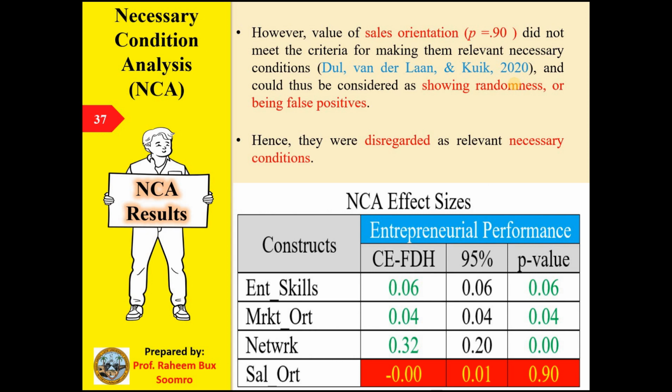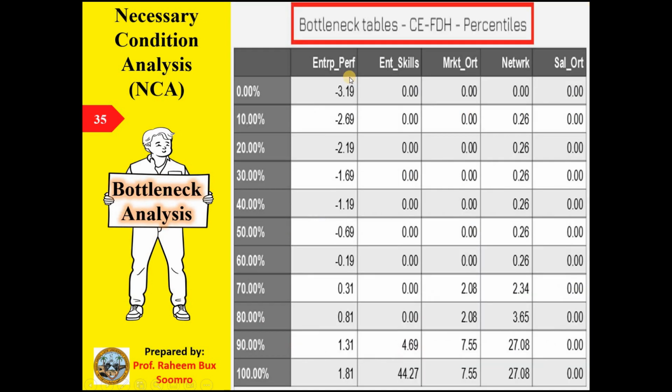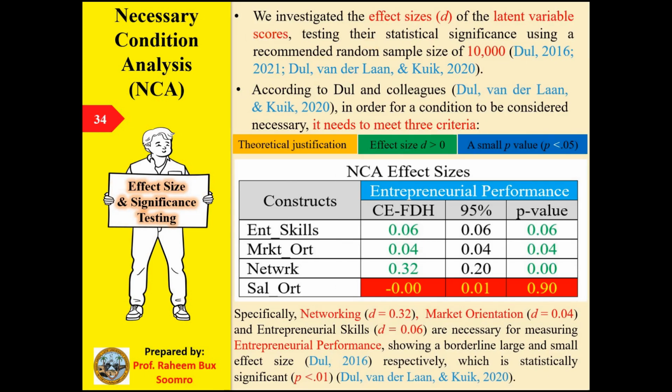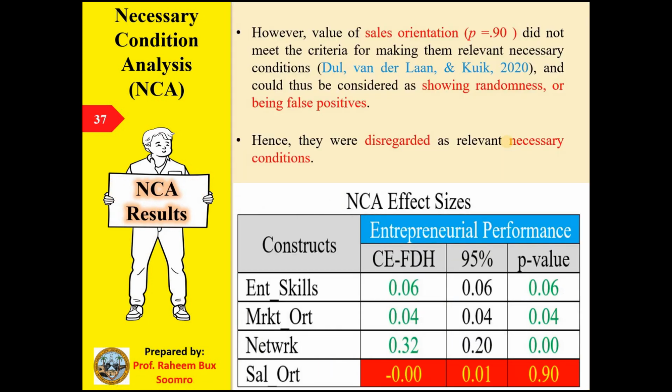However, sales orientation 0.9 did not meet the criteria for being a relevant necessary condition. These three criteria are there, and it is not meeting them. That's why we say it has no contribution to the dependent variable, or we can call it data showing randomness or a false positive. Hence it was disregarded as a relevant necessary condition. Especially sales orientation, we do not regard as a relevant necessary condition.